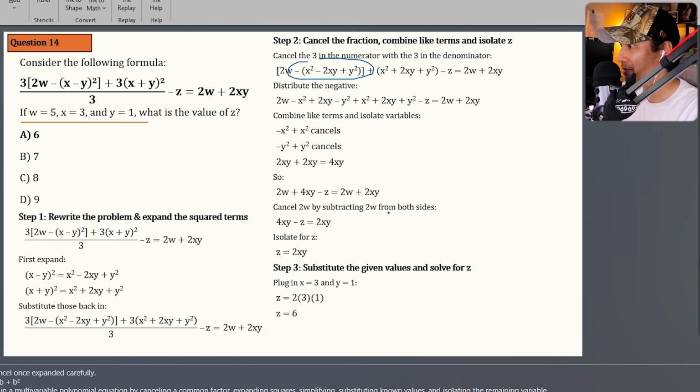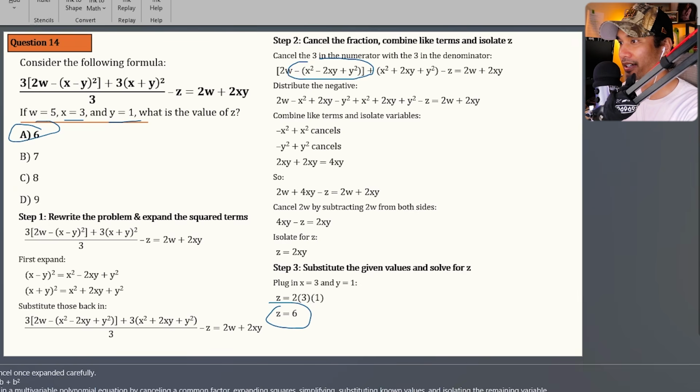Subtract 2w by subtracting 2w from both sides. Those cancel out. And then we just isolate z. We have to do some operations to isolate z, giving us 2xy. And then we substitute the x and the y into the formula, and we get 2 times 3 times 1 equaling 6. So exactly what we did. And we got A. We are 14 for 14, baby.